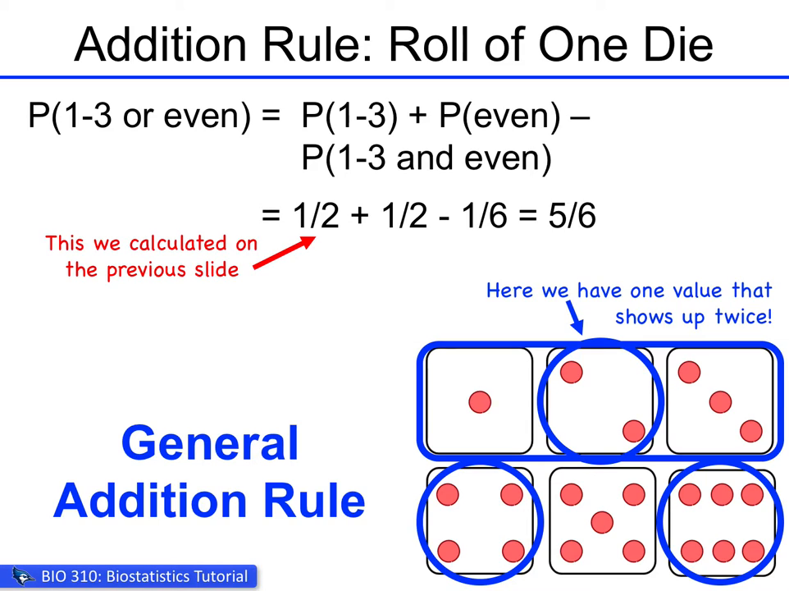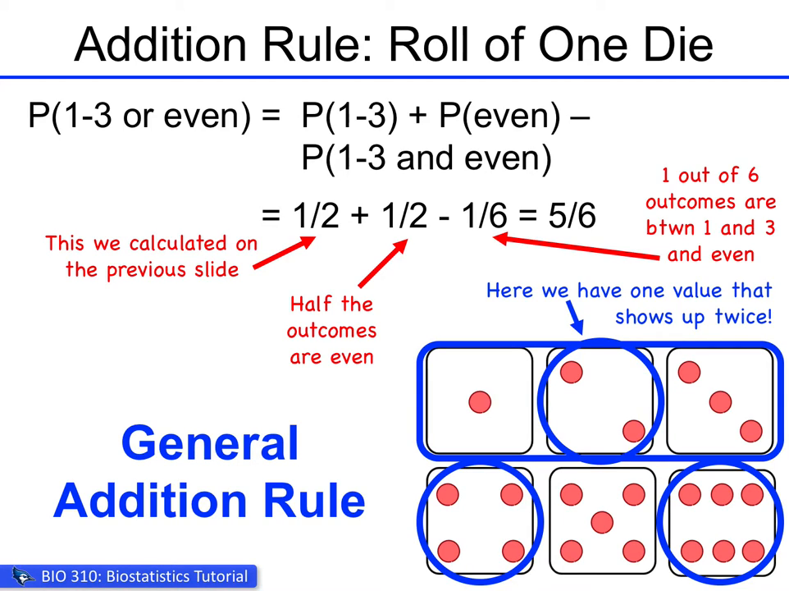So remember that we calculated this probability of getting a 1 or a 2 or a 3 on that previous slide, so that's where that 1/2 came from. And then half of the outcomes here are even numbers, so that's where this 1/2 comes from. And of the 6 outcomes, only one is both even and between the numbers of 1 to 3. So that's where those 3 fractions in our calculation came from.